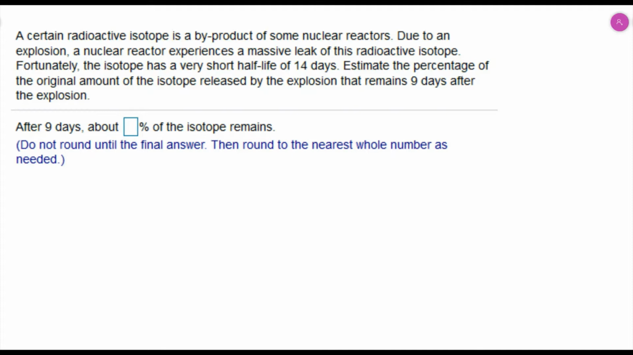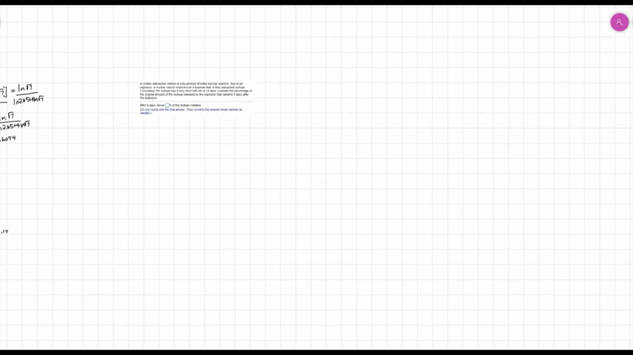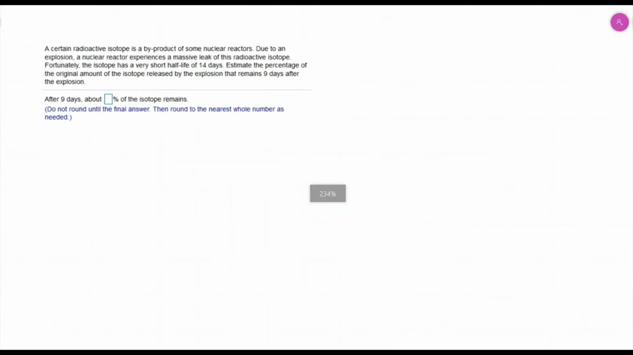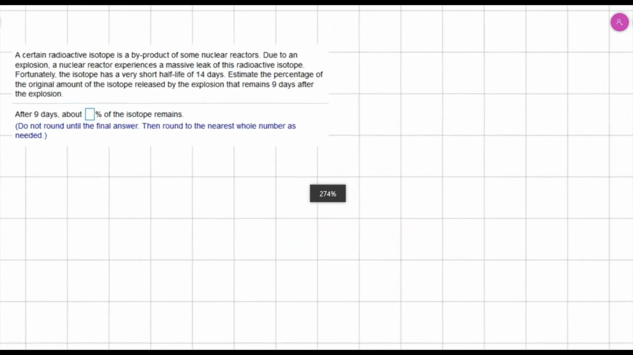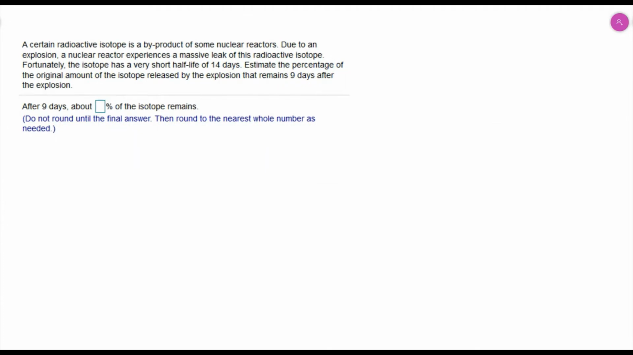So let's start with what formula we're going to use. The formula that we're going to use for this problem is A of t equals A naught e to the kt. So this is the formula, and the parts of the formula we have the A naught. This is going to be our initial amount, our starting amount of this isotope.